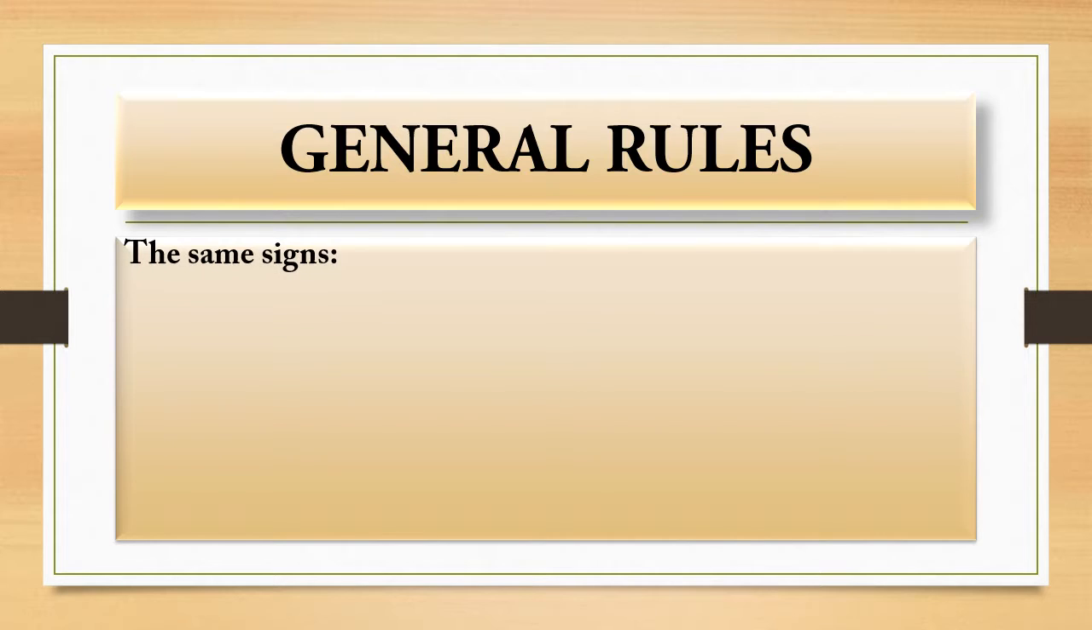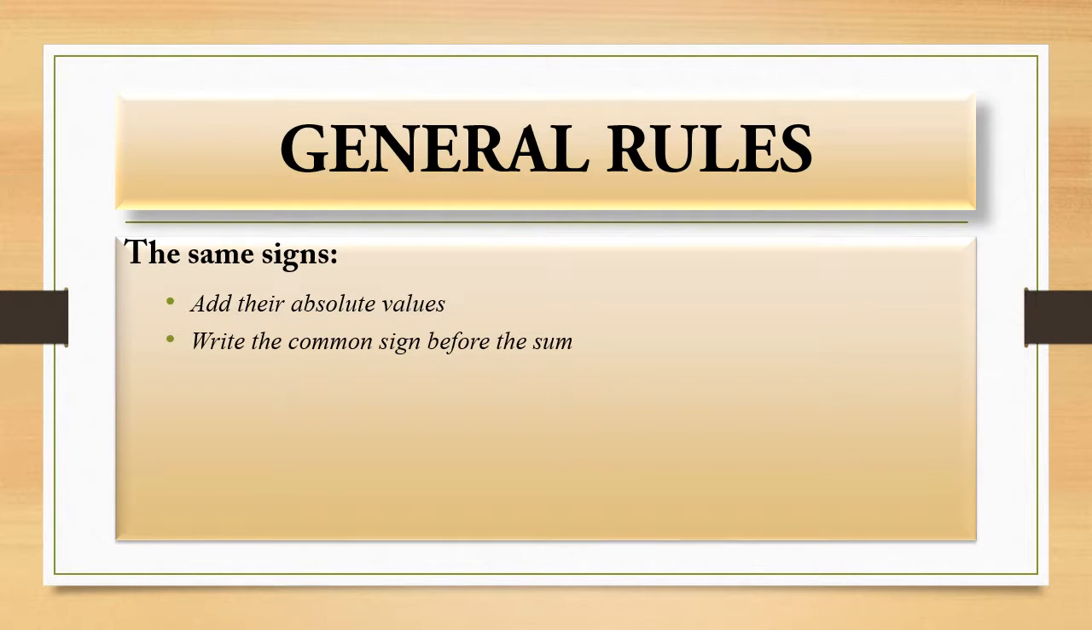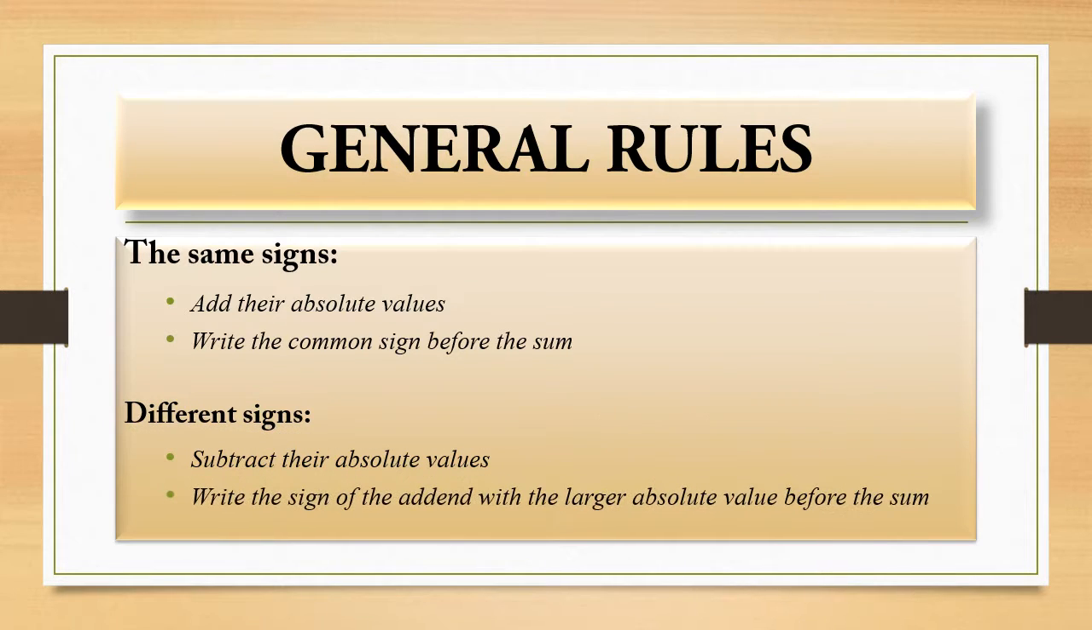First, when you add integers with the same signs, you need to add their absolute values, then write the common sign before the sum. The second rule is when you add integers with different signs. You need to subtract their absolute values, then write the sign of the addend with the larger absolute value before the sum.